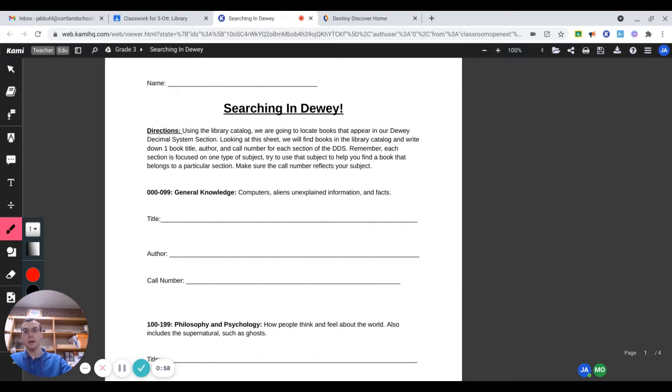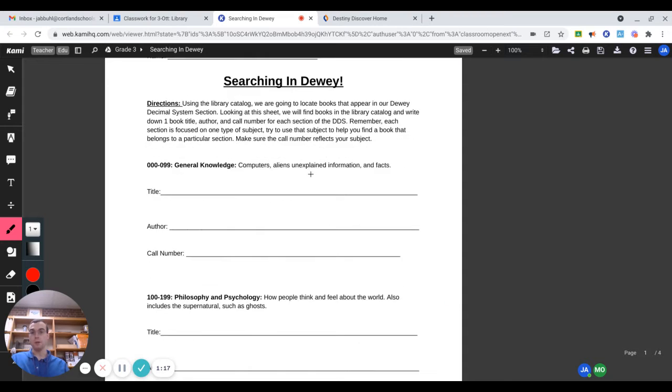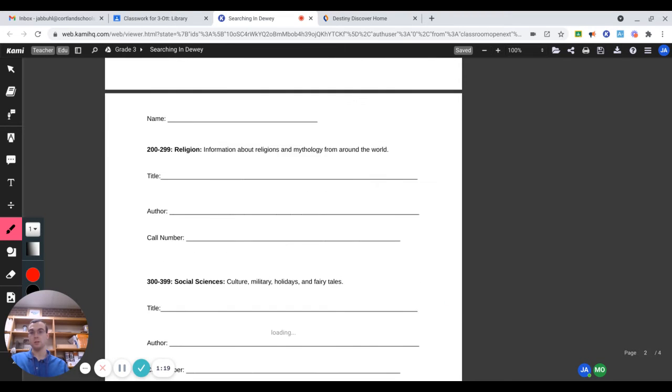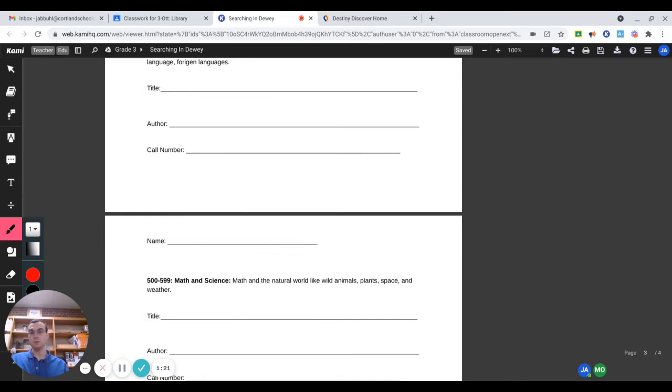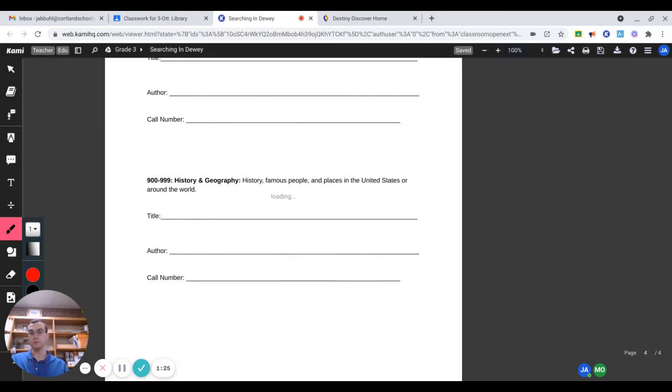To help us out, I've included a brief description of some things that would fall within each section of the Dewey Decimal System. I'm going to demonstrate what to do when looking at this worksheet. Like I said before, we're going to try and find a book from each section of the Dewey Decimal System. So there's 10 different spots here for a title, author, and call number.